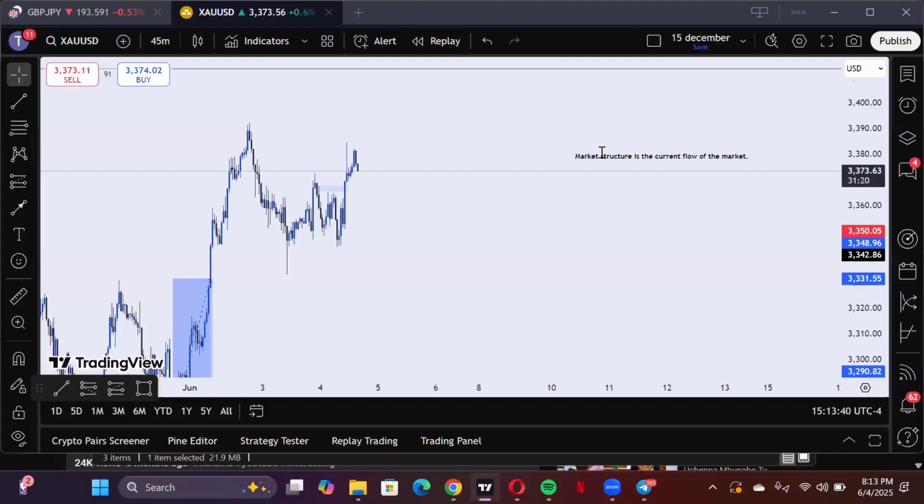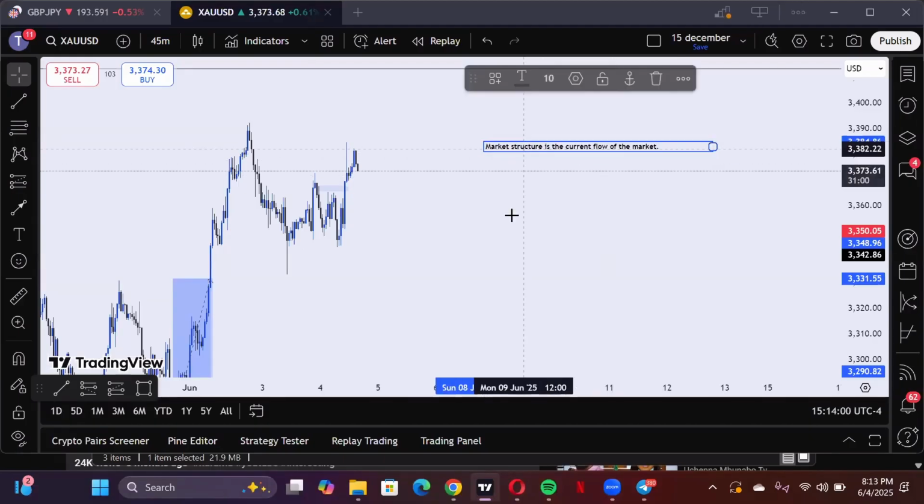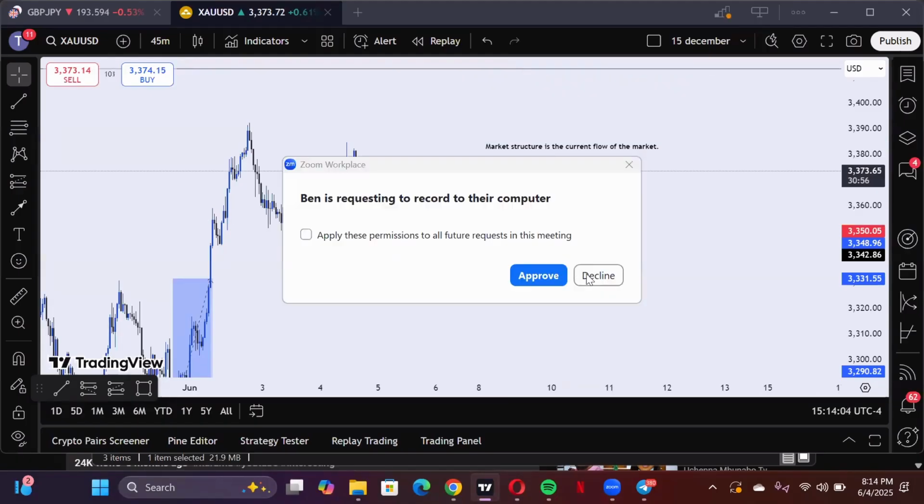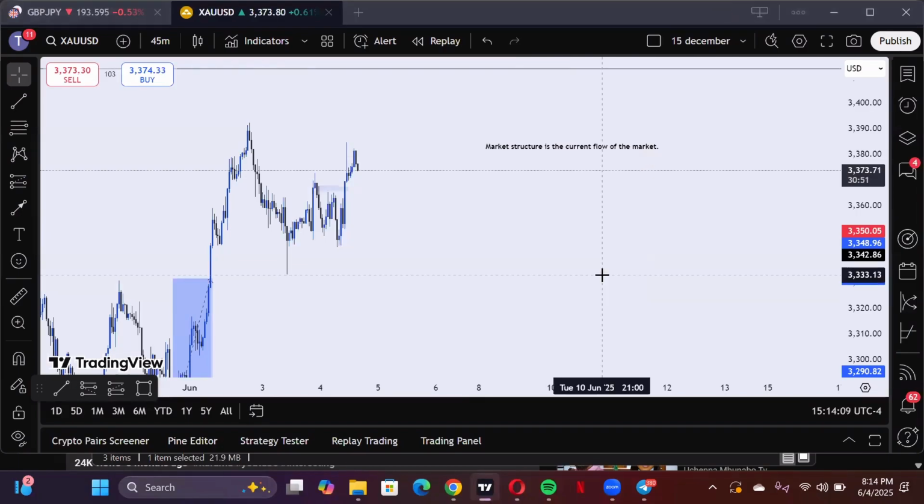Now, there are three ways that market makes its movement, under two categories. First, we have the trending market, and secondly, we have the ranging market. So the three ways are the uptrend, the downtrend, and the ranging market. Either the market is trending to the upside, or trending to the downside, or it's ranging.